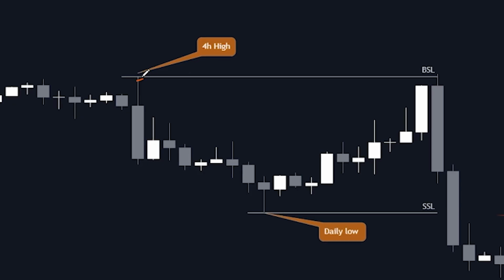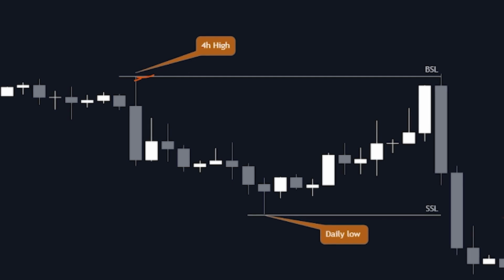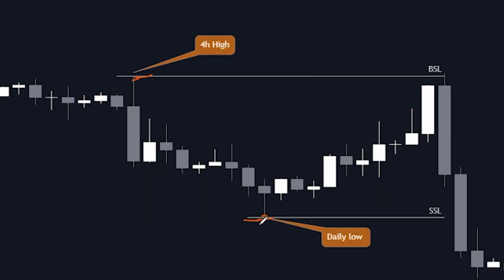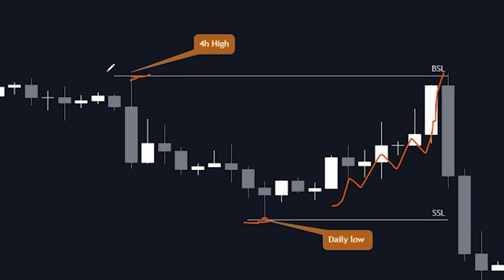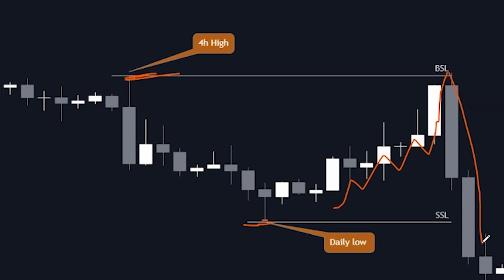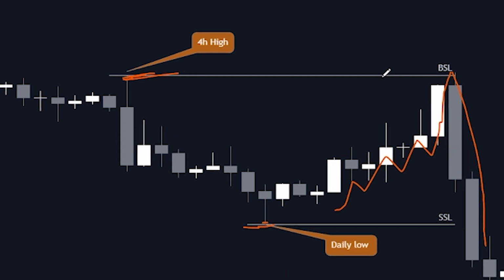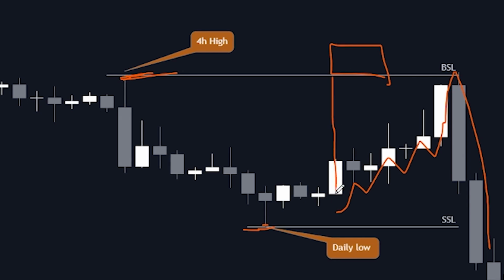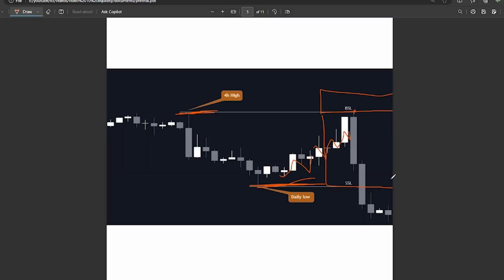You can see we mark the 4-hour high here, which is one of the zones where buy side liquidity is present, and we also mark the daily low where sell side liquidity is present. So price moved slowly towards the buy side liquidity, took these highs, and we can see we got a reversal towards the sell side liquidity. So if I was looking on this trade, I would have placed the short here with a stop loss somewhere around here and target at least these highs. So this is how you use buy side liquidity. I hope it is clear now.